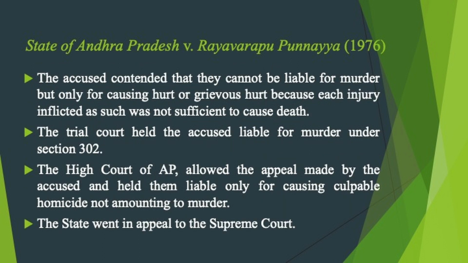The accused contended that they cannot be liable for murder but only for causing hurt or grievous hurt, because each injury inflicted as such was not sufficient to cause death. The trial court held the accused liable for murder under Section 302. The High Court of Andhra Pradesh allowed the appeal made by the accused and held them liable only for culpable homicide not amounting to murder under Section 299C. The state went in appeal to the Supreme Court.